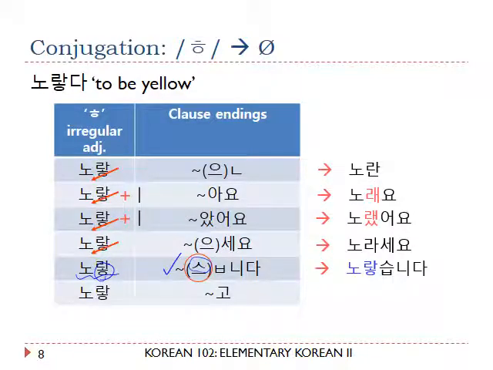And you see that here in the conjugated form. The same happens with the connective ending 고, which also begins with a consonant, not a vowel, so nothing happens to the stem. So the final conjugated form is 노랗고.